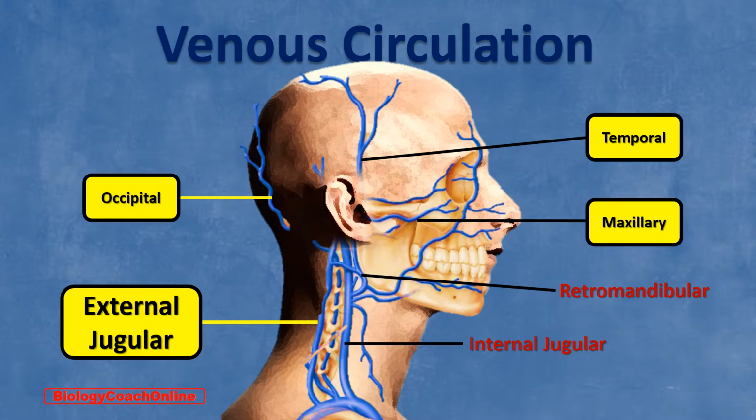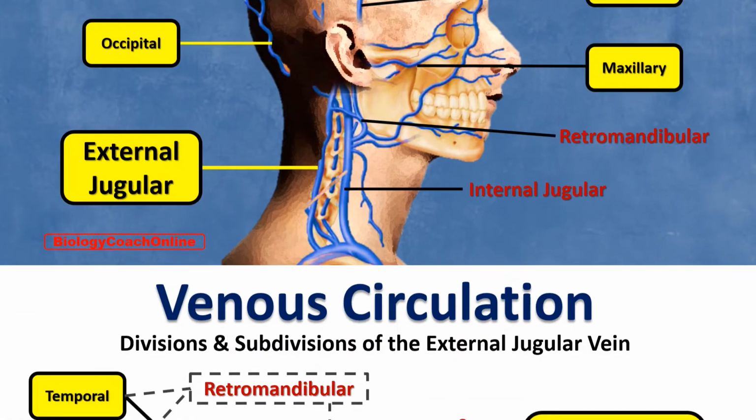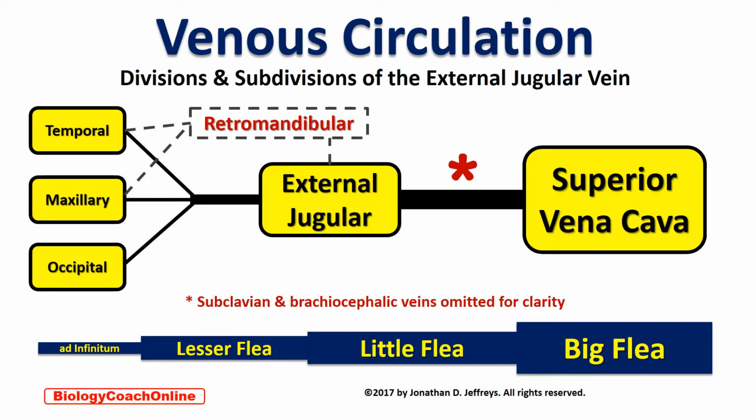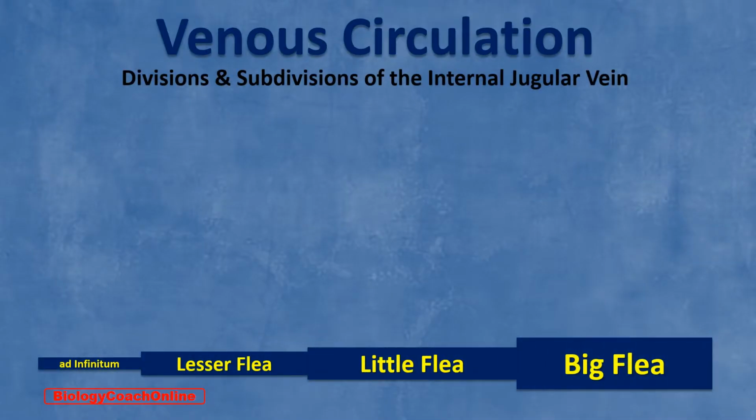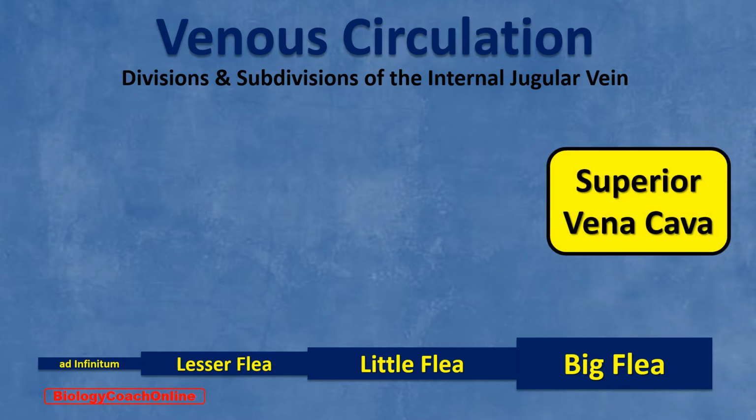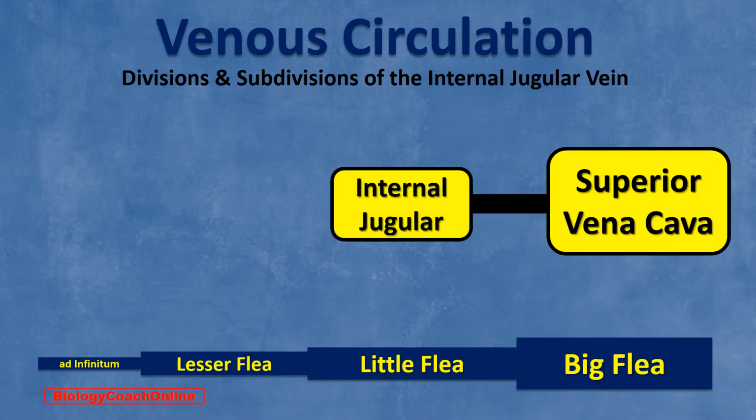So as before, I have included this flowchart as a PDF download in the resources section for this lecture. So let's now identify the divisions and subdivisions of the internal jugular. So our big flea here, remember, is the superior vena cava. Now working our way backwards this time, you know that the internal jugular drains into the superior vena cava by way of the subclavian and brachiocephalic veins, which again I have omitted for simplicity.